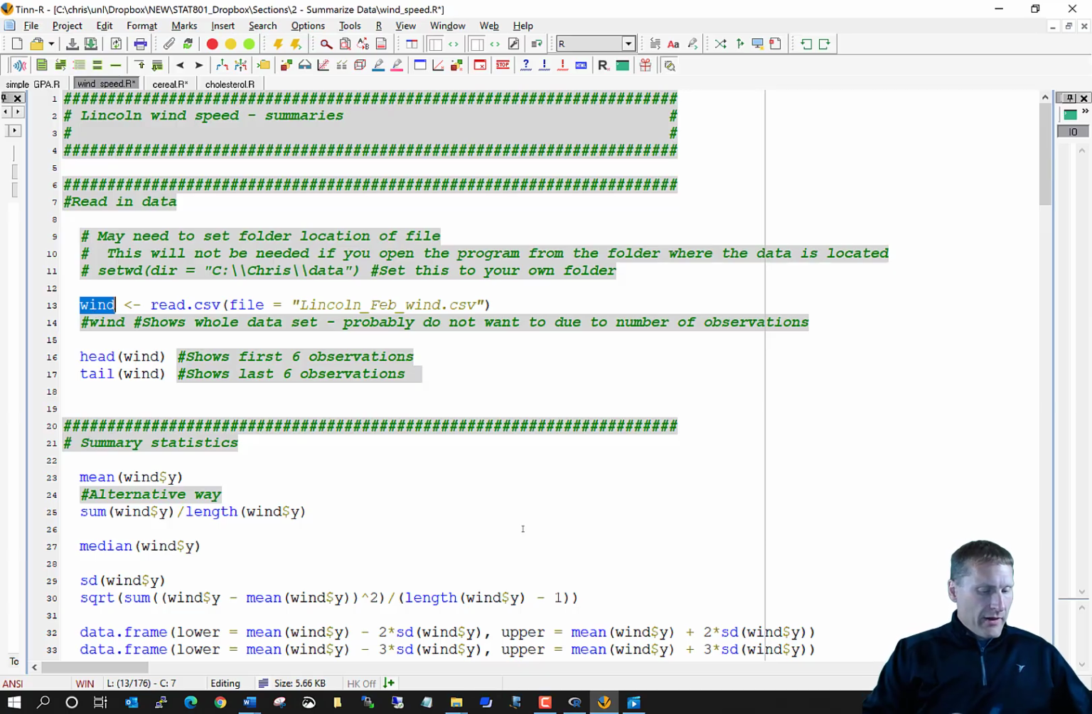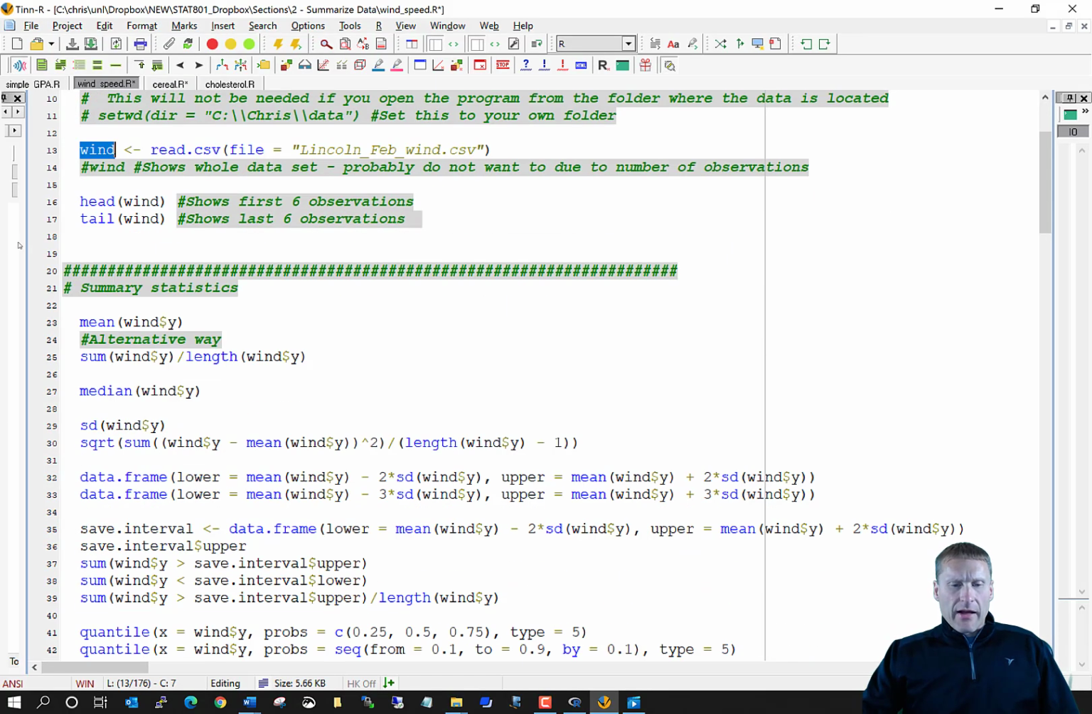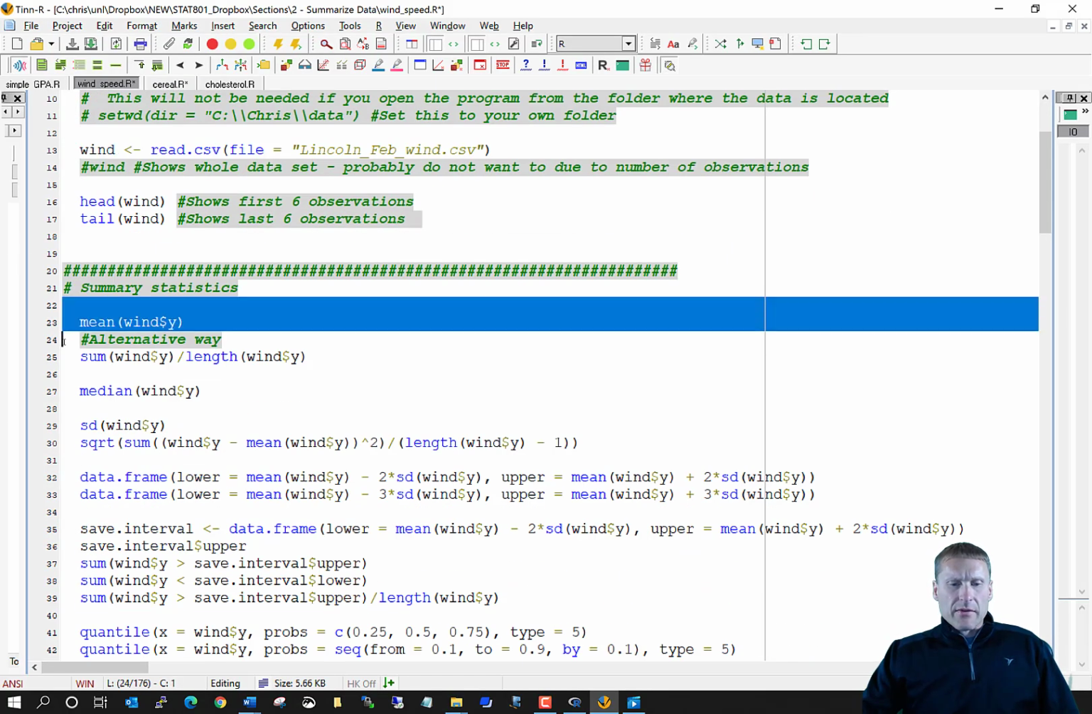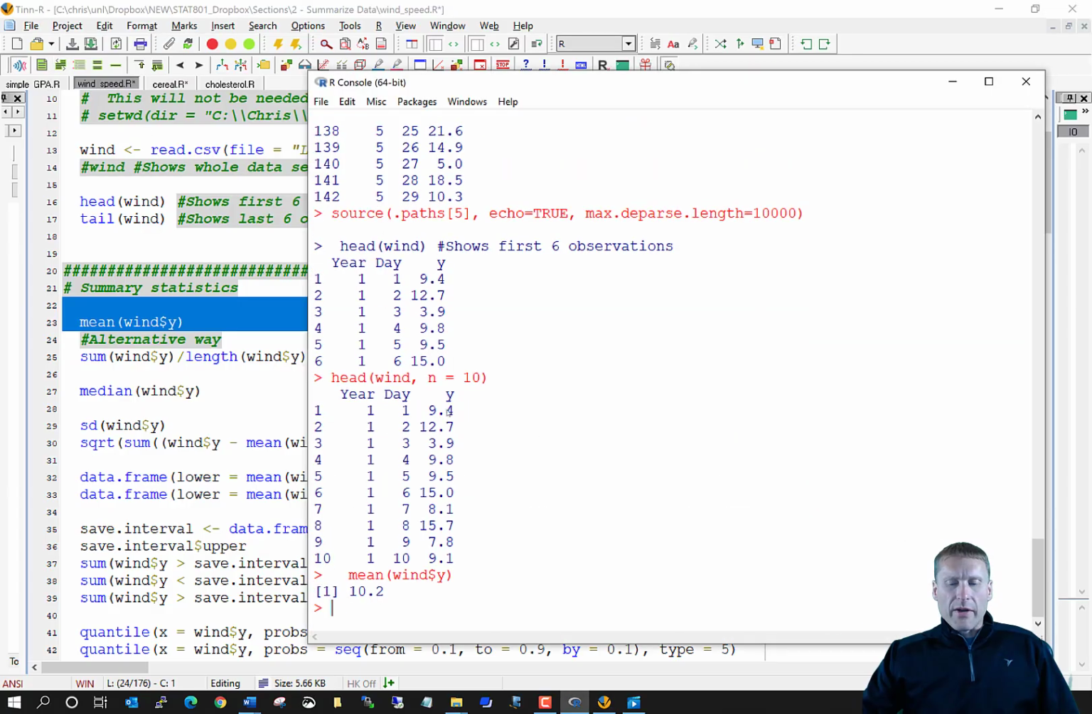Okay, so let's do some summary measures. Let's calculate the mean of wind, of all the winds. So notice the winds are in a variable called y. And so on average, the wind speed was 10.2, and this is in miles per hour.